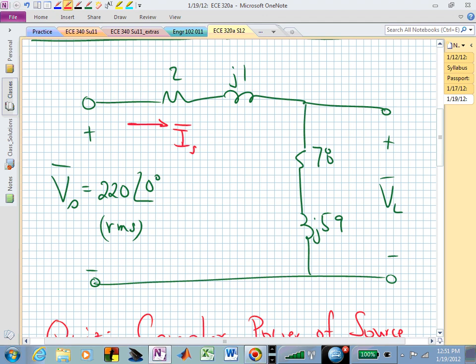I have a quiz problem. Why don't you guys now take out a piece of paper? Here's your quiz. We found the complex power of the source. I want you to find the complex power of the load. And this is now the load.